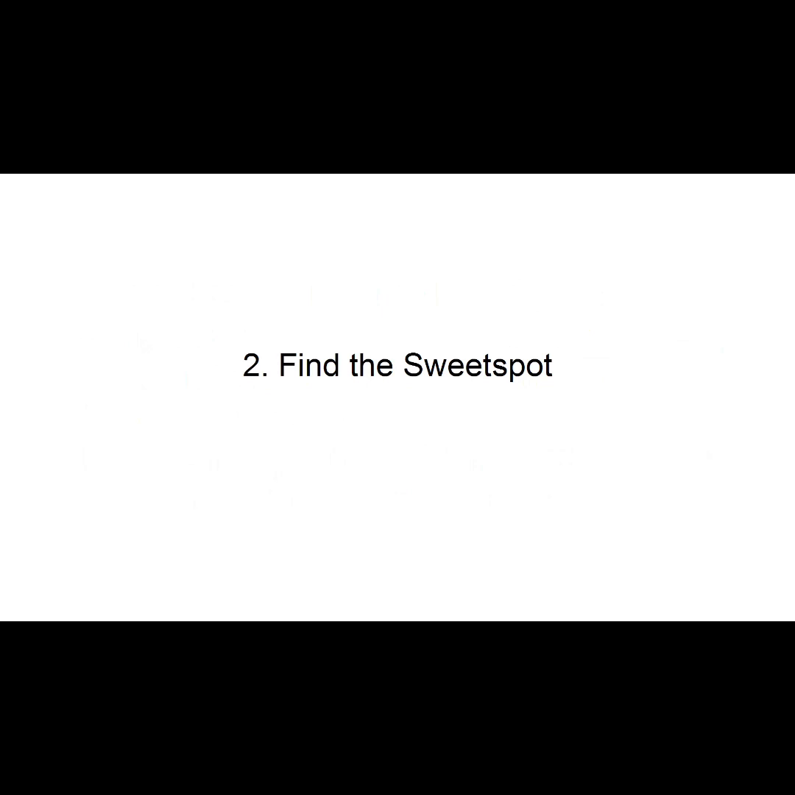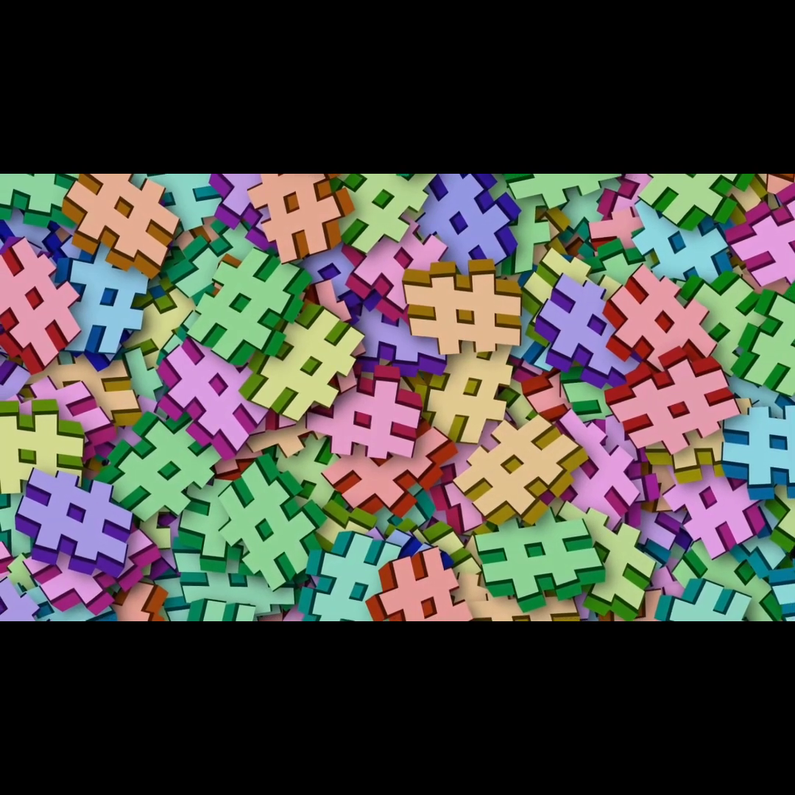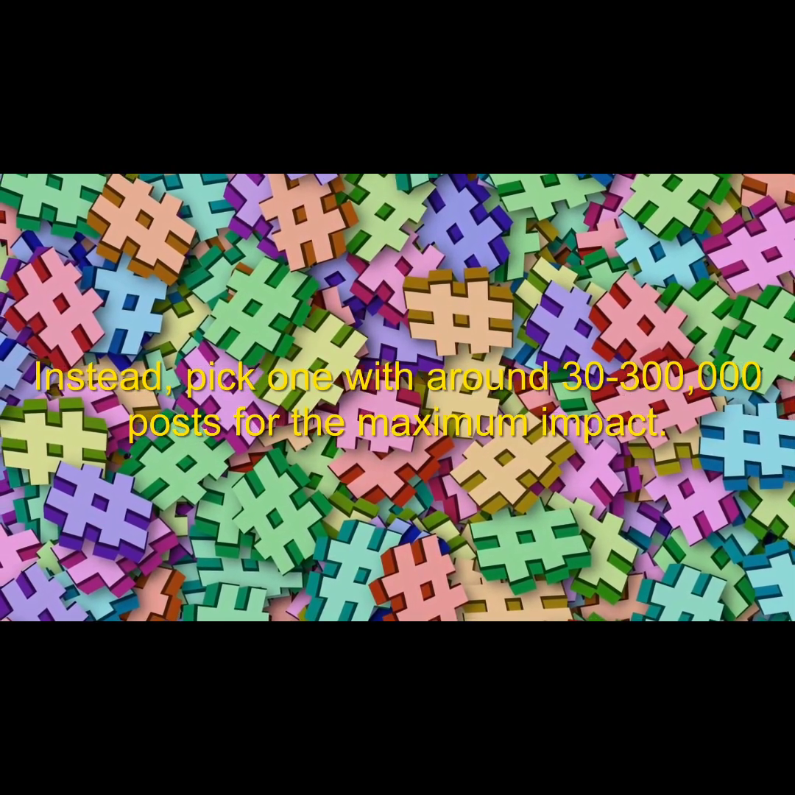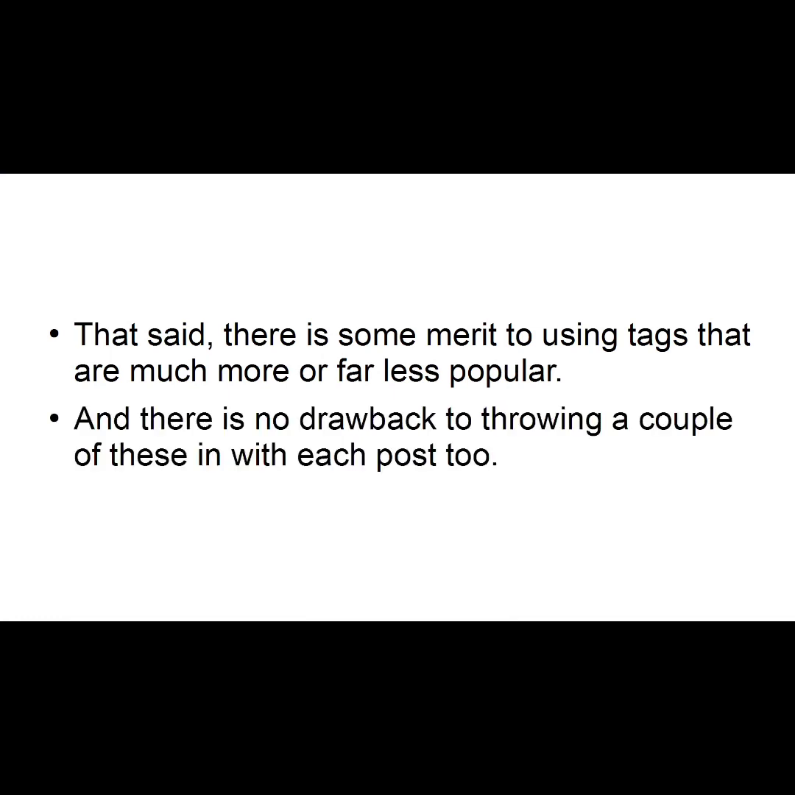2. Find the sweet spot. Don't make the mistake of using the most popular hashtag you possibly can. This will result in a post that quickly gets drowned among hundreds of others. Instead, pick one with around 30 to 300,000 posts for the maximum impact. 3. Use a variety. That said, there is some merit to using tags that are much more or far less popular, and there is no drawback to throwing a couple of these in with each post too.